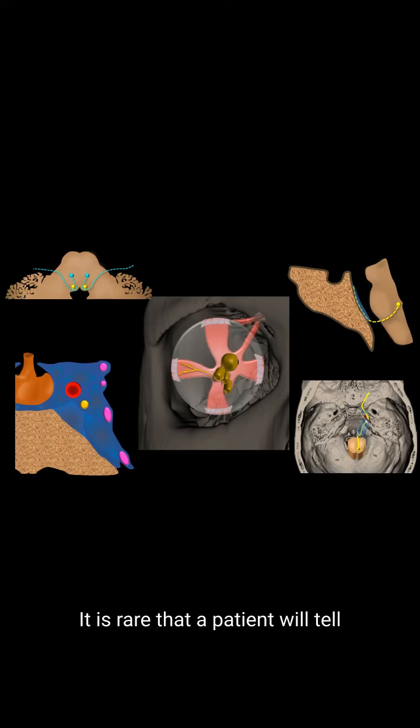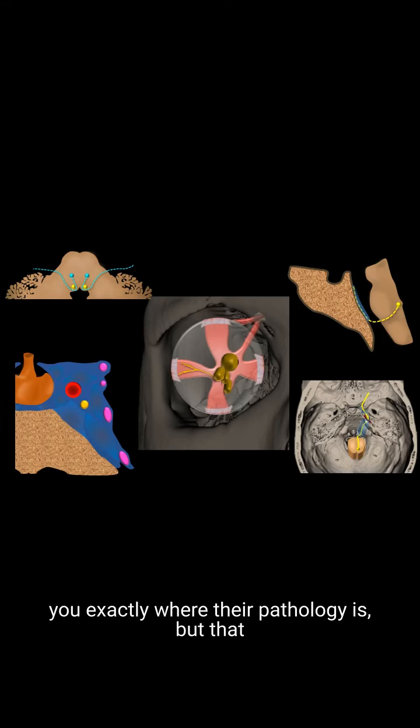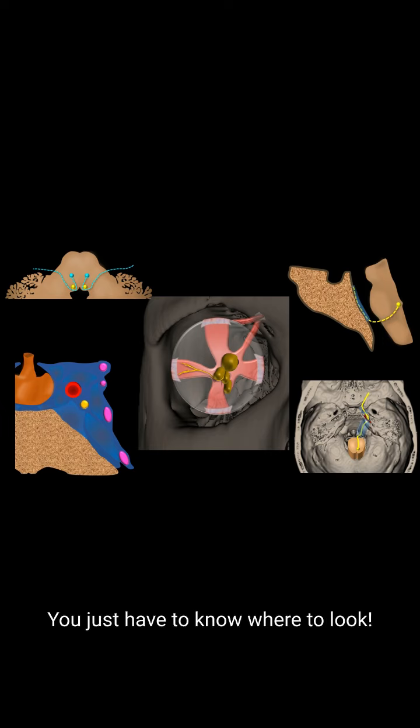It is rare that a patient will tell you exactly where their pathology is, but that is actually what they are doing when they tell you they have a cranial nerve palsy. You just have to know where to look. A video about the 6 syndromes of the 6th cranial nerve.